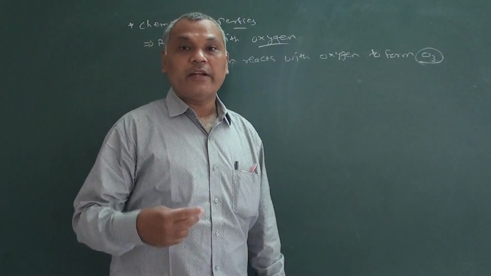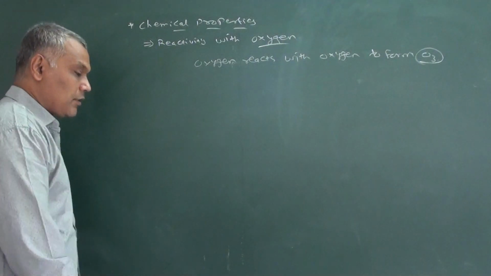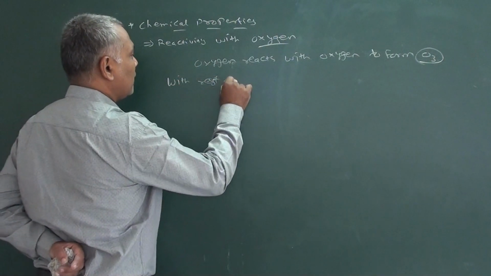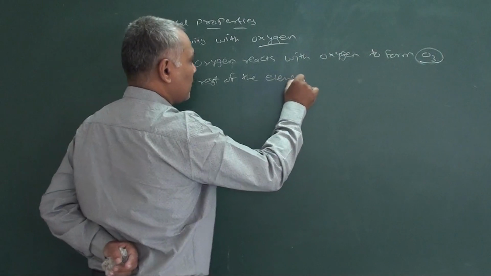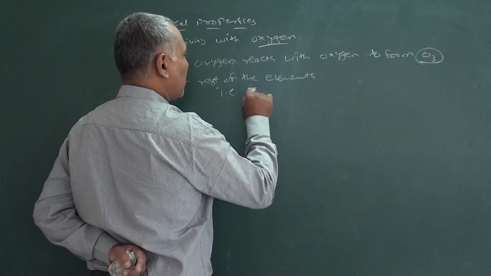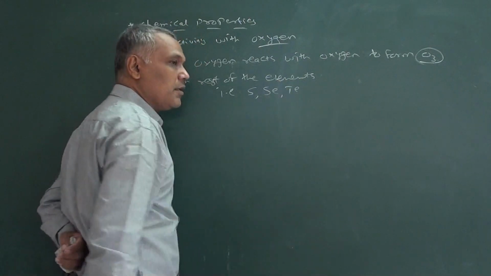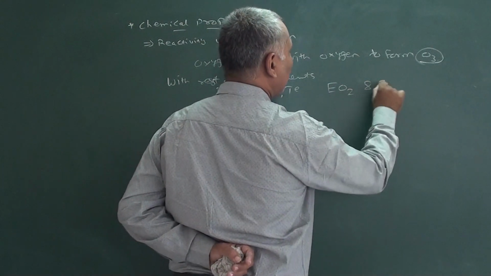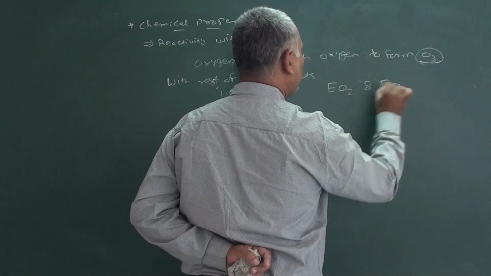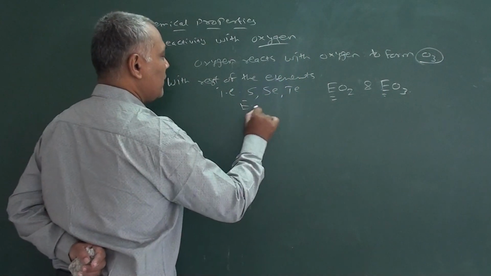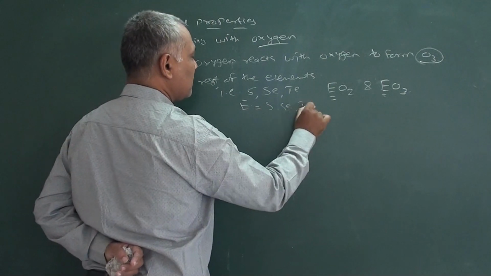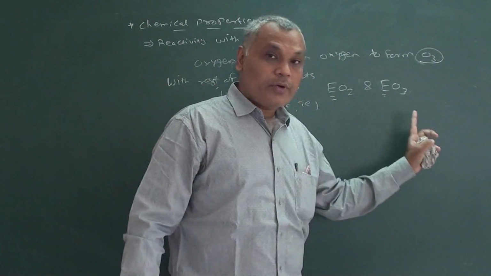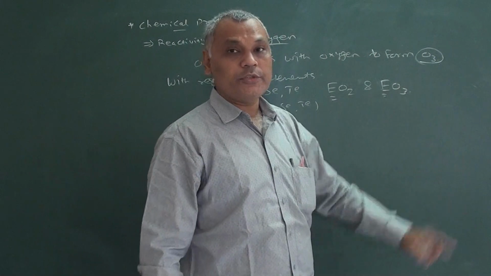But at the same time, when we discuss oxygen reacting with the rest of the elements, that is S, Se, Te, it produces two types of oxides. It produces EO2 and EO3, where E means S, Se, Te. So it is going to produce two types of compounds, EO2 and EO3, whereas oxygen itself forms O3.